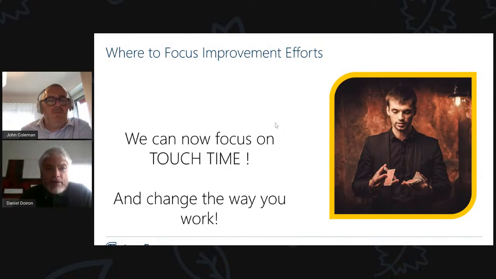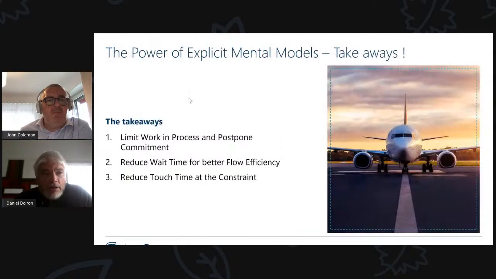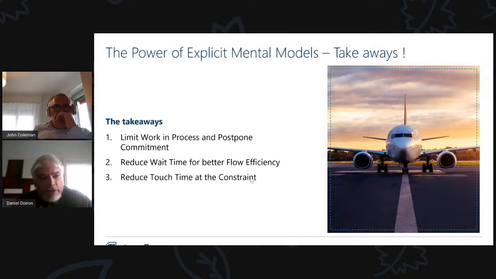because no matter if you put AppCar, CMMI, or whatever, it's good. I'm not saying they're not good. You can take whatever approach you want, but if you don't focus on the constraint, man, you just don't have a clue. So takeaways: limit work and process and postpone commitment. We always know that. Reduce wait time for better and flow efficiency. And you know how, and you know the benefits of such a thing. And then you've got to reduce touch time at the constraint, but that is not something we've gotten into.